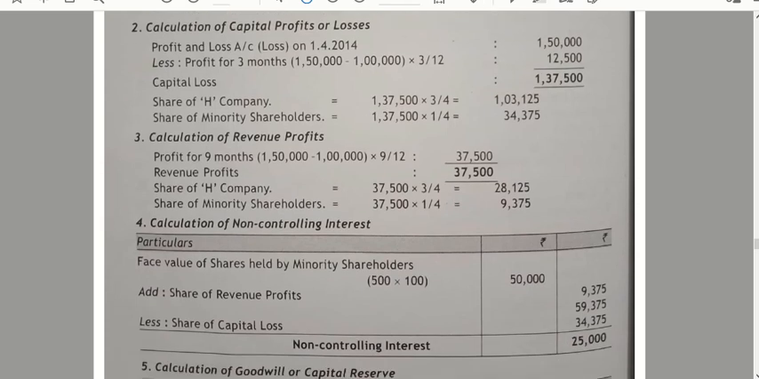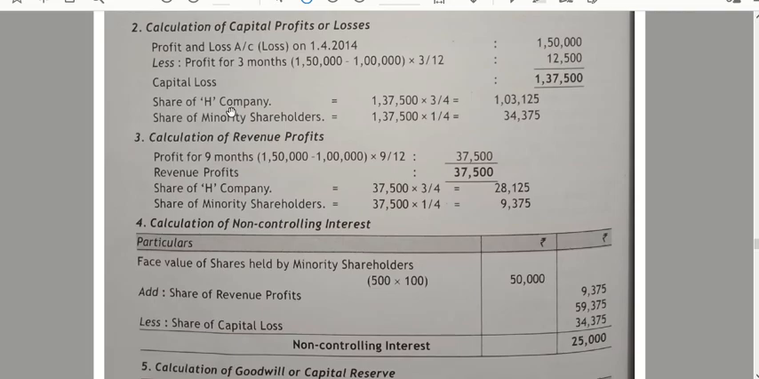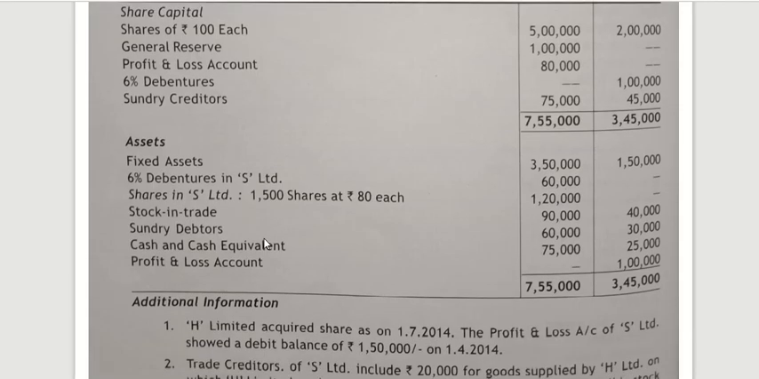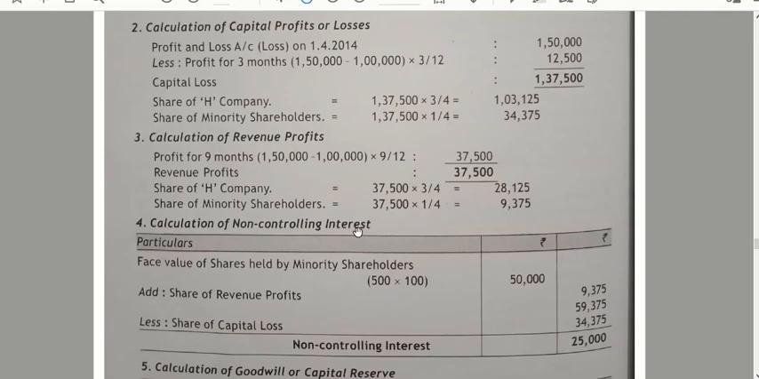Calculation of capital profits or losses. Profit or loss account, which is a loss on 1/4/2014. So this is the difference in this question. So there's a capital loss in the account. If you see, they are telling it's a debit balance of 1,50,000, which is nothing but a loss. So 1,50,000, less profits for 3 months.